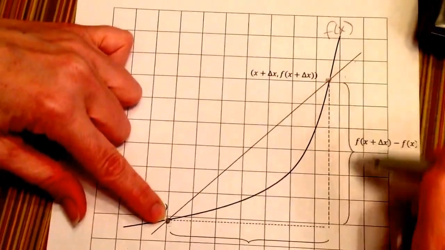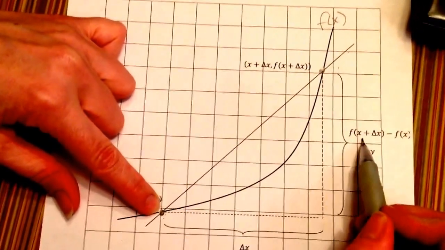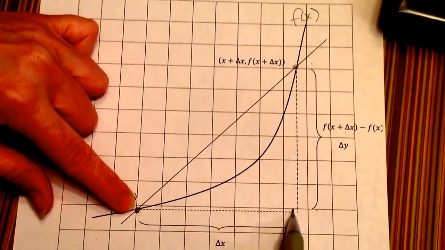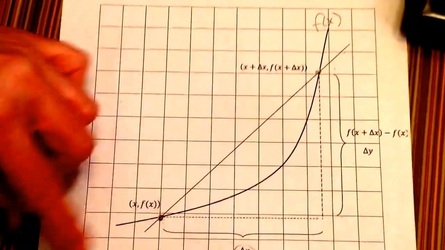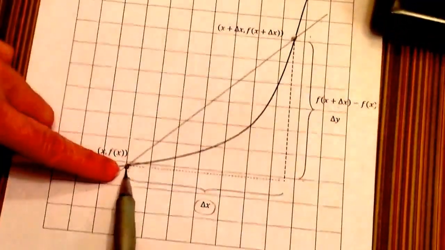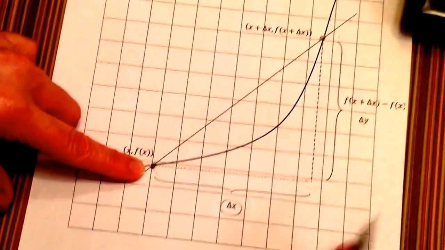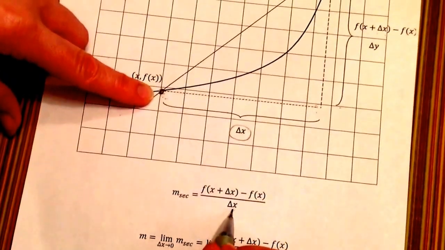So the slope of the secant is the change in y, which is this f of x plus delta x minus f of x, over the change in x, which is what we're going to call delta x. So delta x is the difference in the x values when you go from one point to the other point. That's the denominator of your slope. This is the change in x.